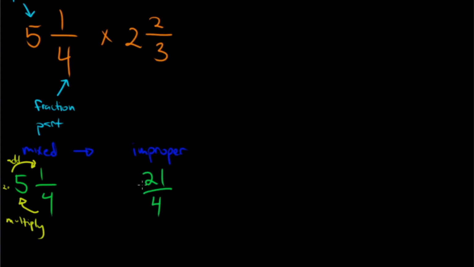Bakit siya improper? Kasi mas malaki yung numerator niya kumpara sa denominator. That is the time na yung isang fraction ay magiging improper fraction. So, ito yung improper form ni 5 1/4. Ilalagay ko siya dito sa taas. Meron ka ng 21/4. Multiplied by, ano kaya yung improper form nitong 2 2/3?